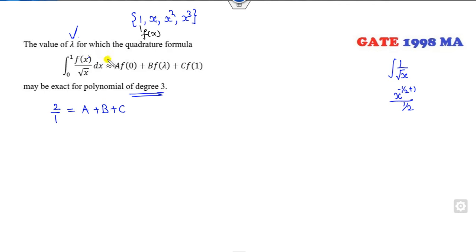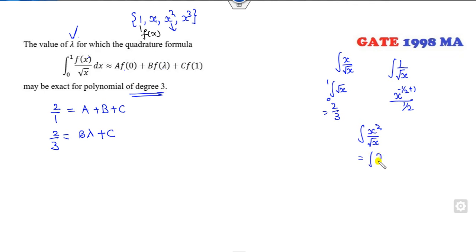If I take f of x as x, then this integration will be x by root x, that means root of x. So integration from 0 to 1 will be 2 over 3. If I substitute it, it will be 0. X is my lambda, so it is b of lambda plus c. If I take x square, the integration will be x square over root x. It will be x raised to power 3 by 2 dx over the domain 0 to 1. So it is 2 over 5. If I substitute here, it is lambda square plus c. Similarly, if I substitute x cube, it will be 2 over 1, 2 over 3, 2 over 5 and 2 over 7. It is this part.